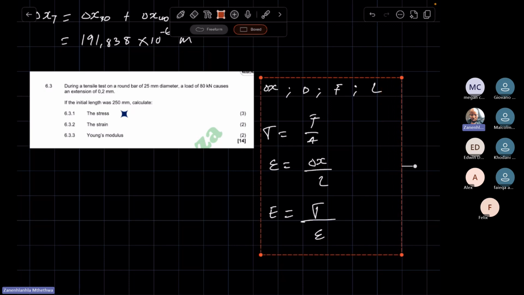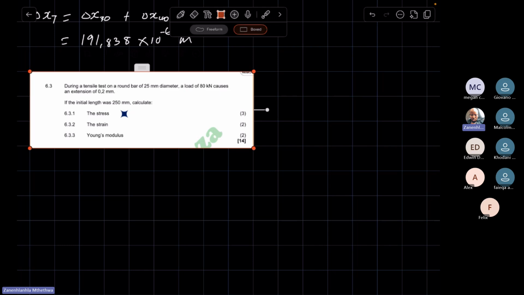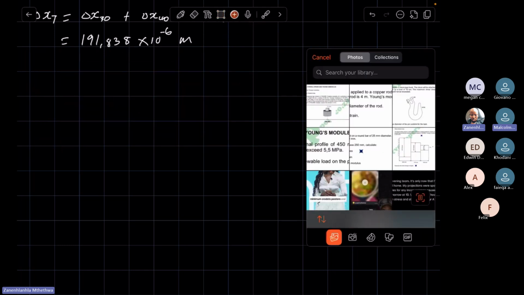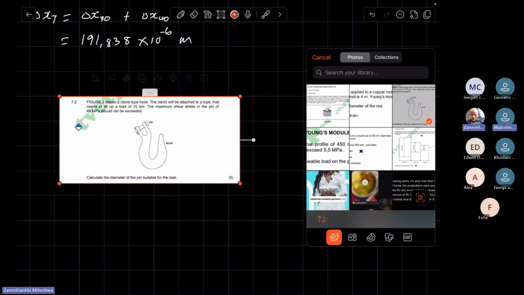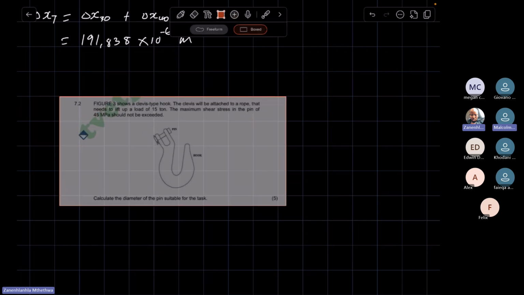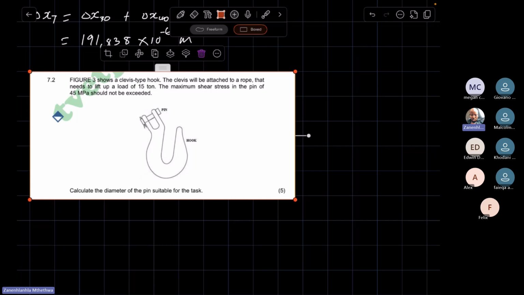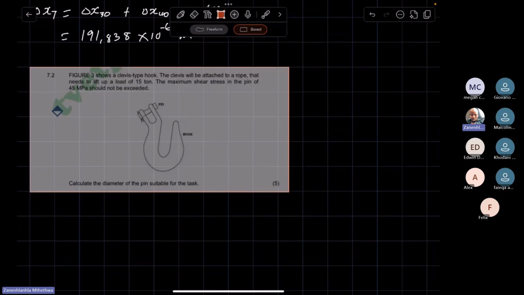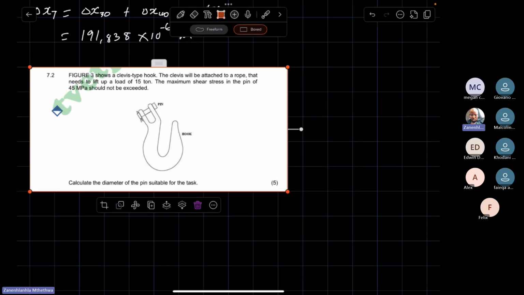So we can skip this one, right? Yeah, this one is pretty straightforward. Sir, can you do the one of the hook, because I've seen that the force is distributed equally on both sides. I don't know if you know what I'm talking about. I think I know what you're referring to. Okay, so let us do this one.